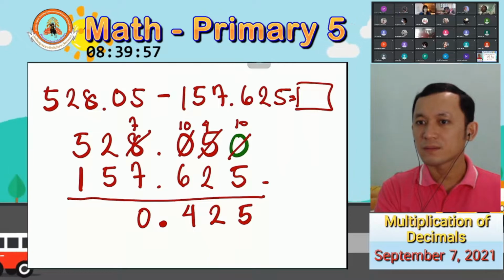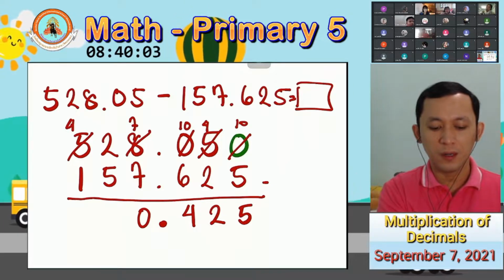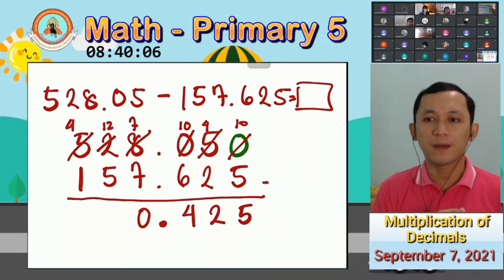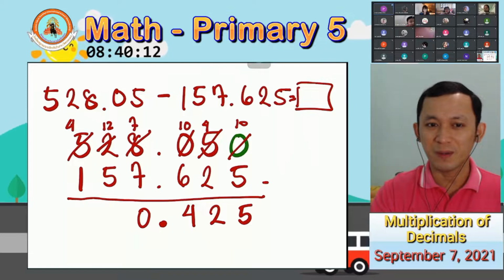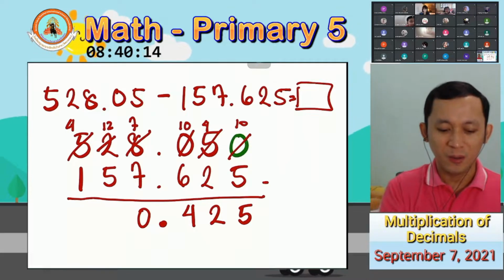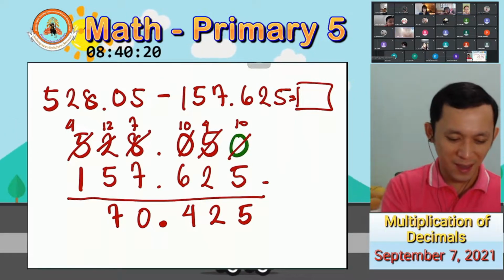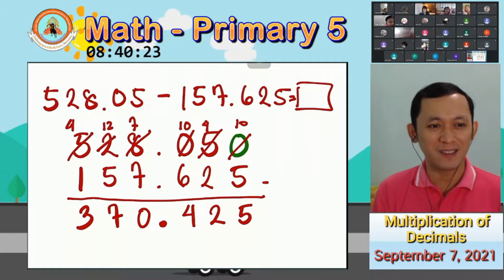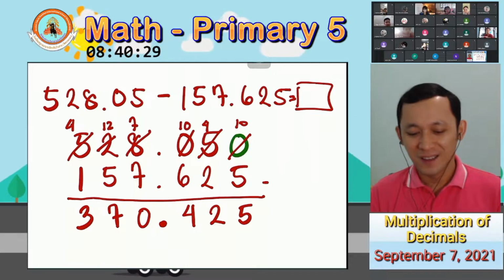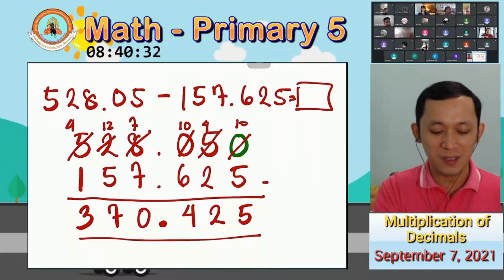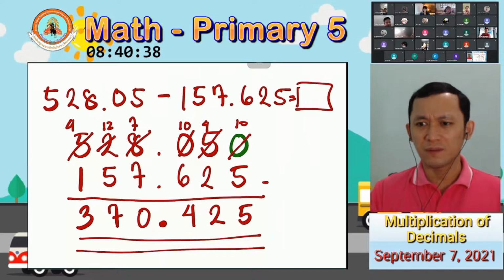2 minus 5? Cannot be. So we borrow from 5. 5 became 4. 2 became 12. 12 minus 5, 7. We have 7. 4 minus 1, 3. So our final answer, we have 370.425. Very, very easy.